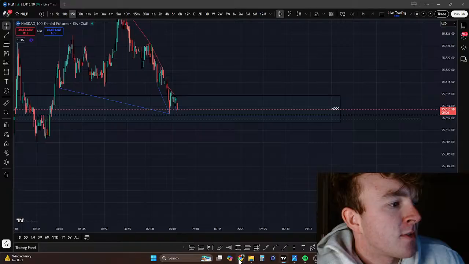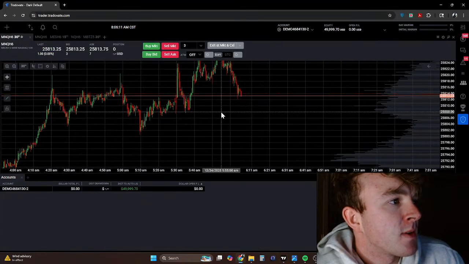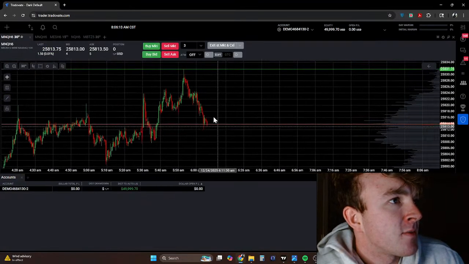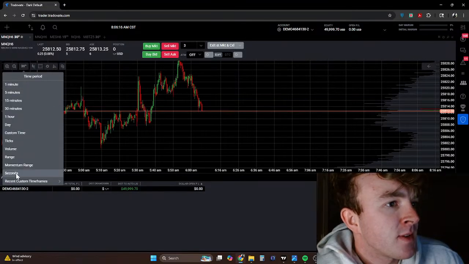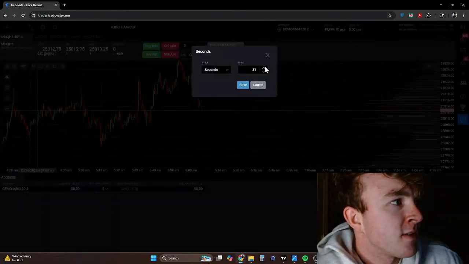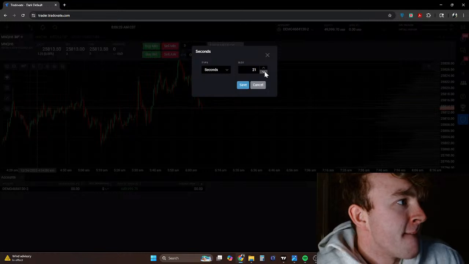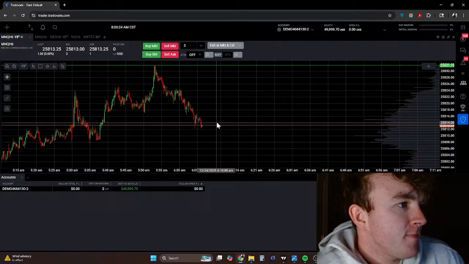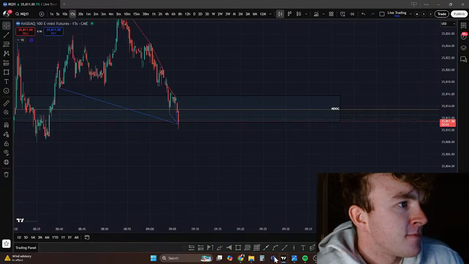So we're going to go over here. We're going to be watching this area. And then we're going to be looking to see if we get a 15-second change and stayed off of this. It needs to be obvious though.